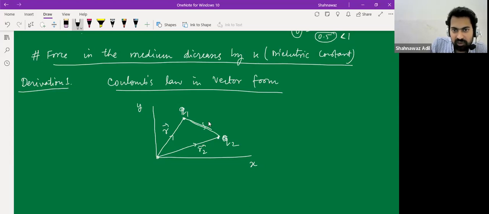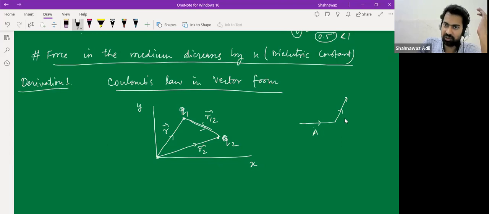So let's say this is the vector which is r1, right? There is this triangle's law which says that if you have this vector and if you have this vector, so let's say this is A and this is B, then this would be A plus B.